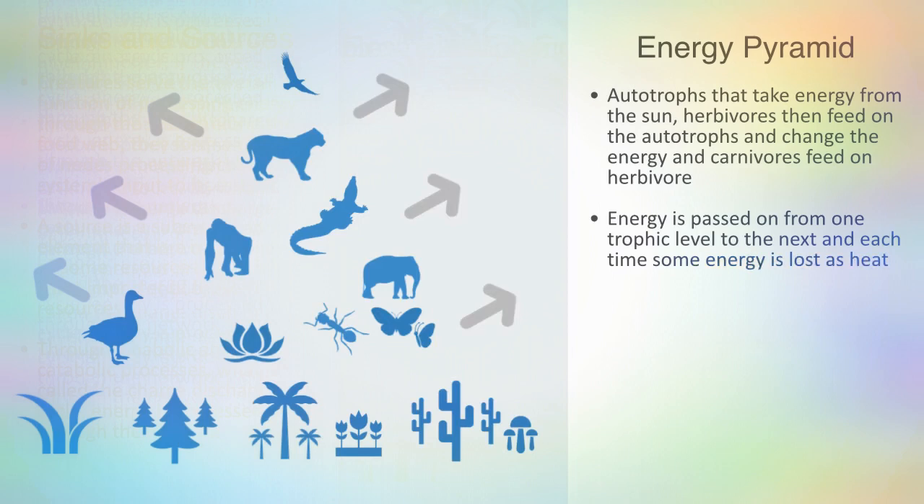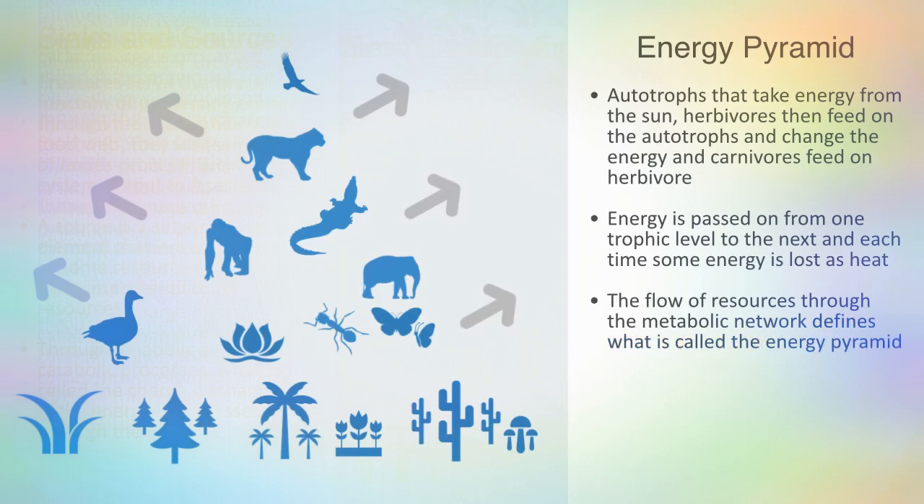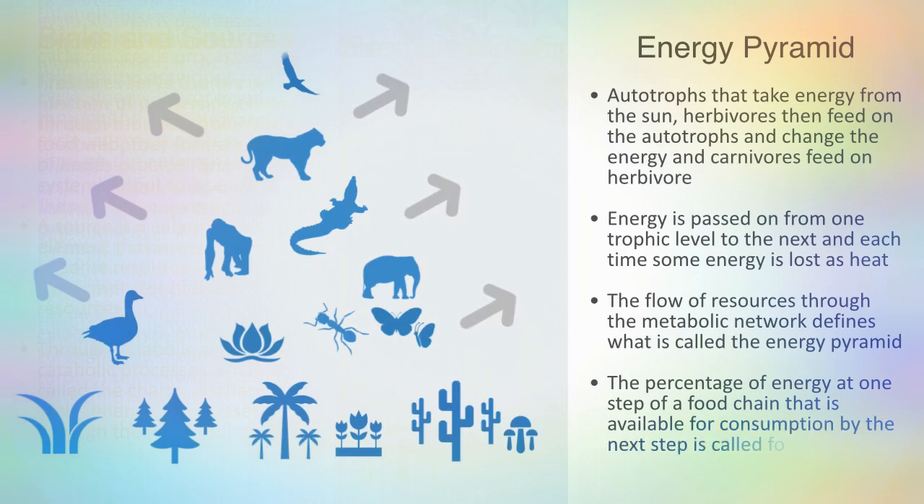This is due to the fact that each organism must use some of the energy that they receive from other organisms in order to survive. The flow of resources through the metabolic network defines what is called the energy pyramid. The efficiency with which energy or biomass is transferred from one trophic level to the next is called the ecological efficiency. The percentage of energy at one step of a food chain that is available for consumption by the next step is called the food chain efficiency. It is calculated as the energy in the food minus the energy used for respiration. It is approximately 10% to 50%.